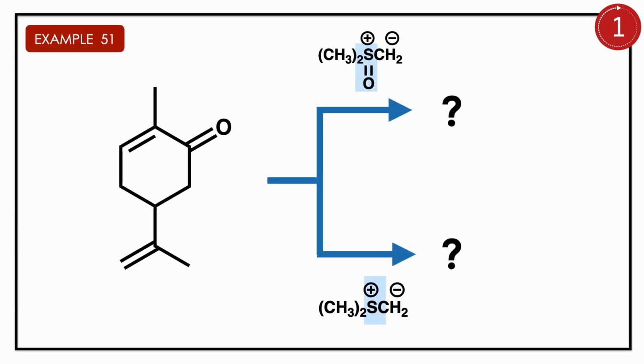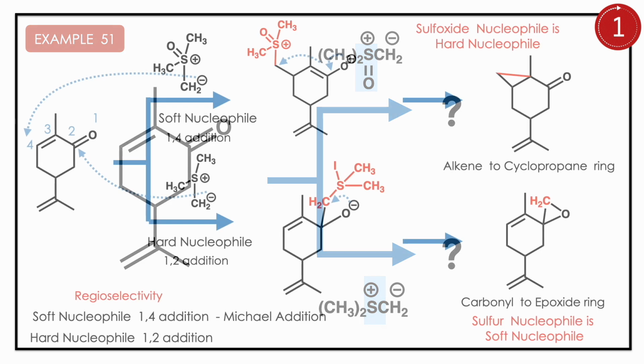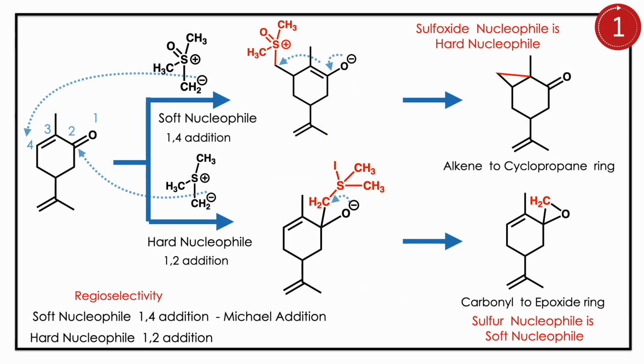Then the next example, you have cyclohexene with a ketone and an exocyclic alkene. You are reacting with a sulfur halide and a sulfoxide halide. You should find what the final product will be. The reaction is all about regioselectivity. The sulfur reagent gives a hard nucleophile. The sulfoxide reagent gives a soft nucleophile.